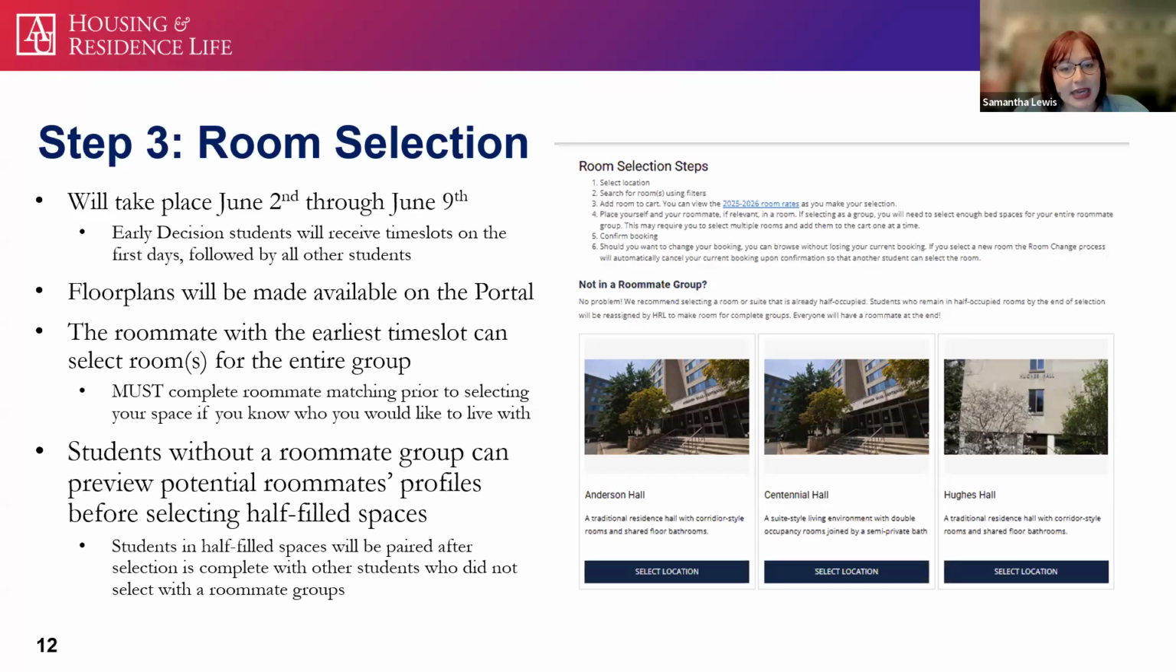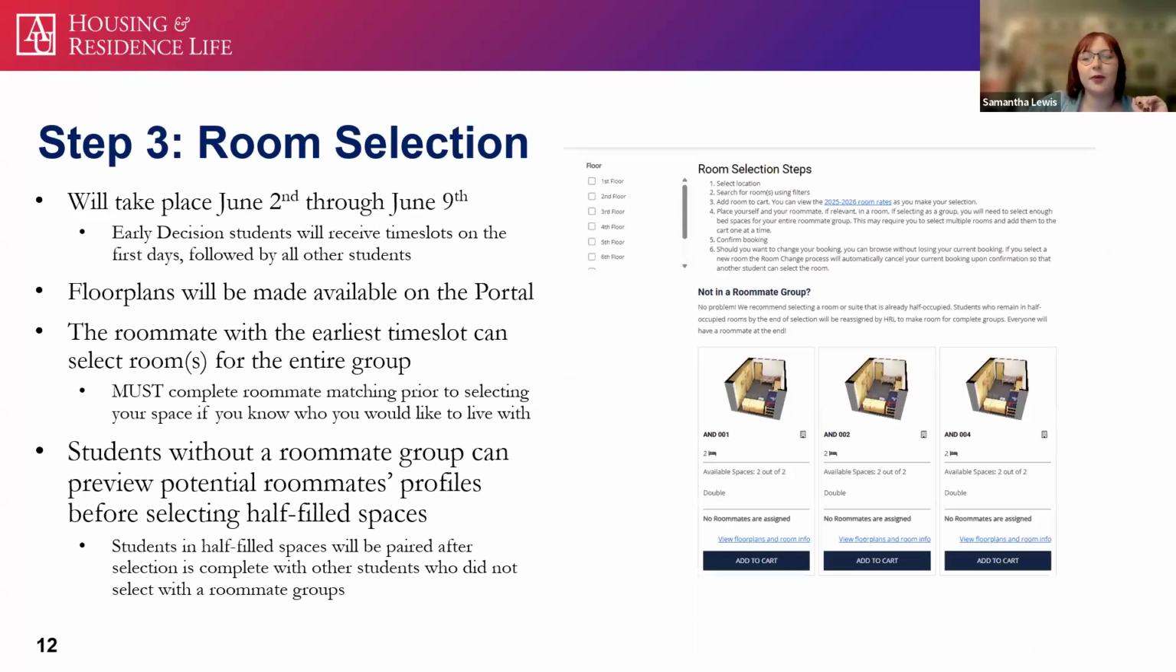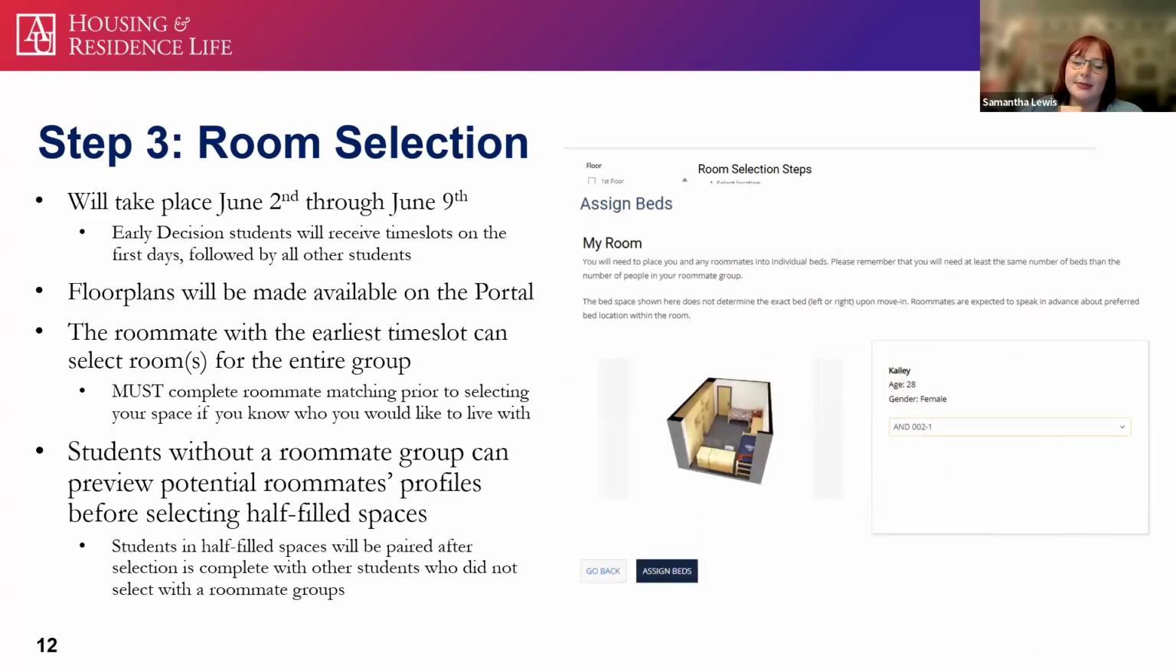So you would select the location of the hall that you want, so Anderson, and then you can filter by floor. So you say you want to be on the highest floor, or you don't want to walk down all those stairs during a fire drill. And just like you're shopping online, you can add to cart. And once we get there, we'll be able to then assign our bed spaces. Press that.